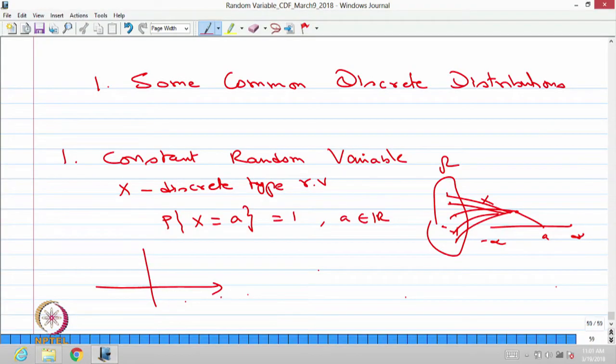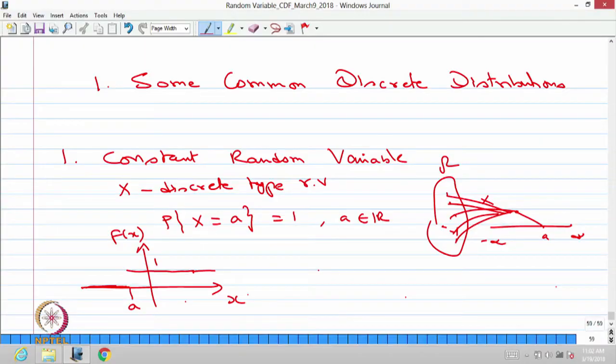You can draw the CDF of this random variable. Suppose a takes some negative value, then the CDF is going to be 0 till a. At the point a, it becomes 1 and it will be 1 till infinity. That means the CDF has only one jump and the jump value is 1. It satisfies all the properties of the CDF. Therefore, you can conclude this is the CDF of the random variable.